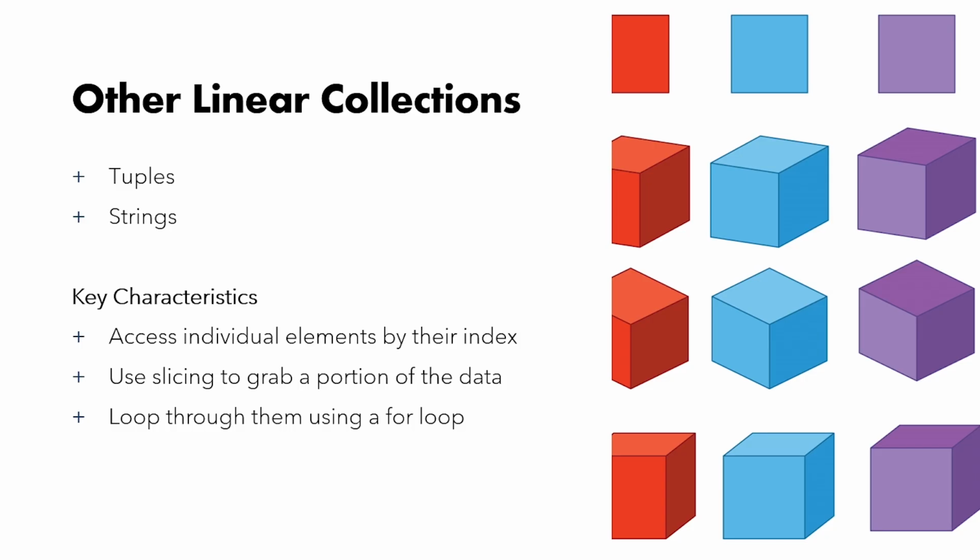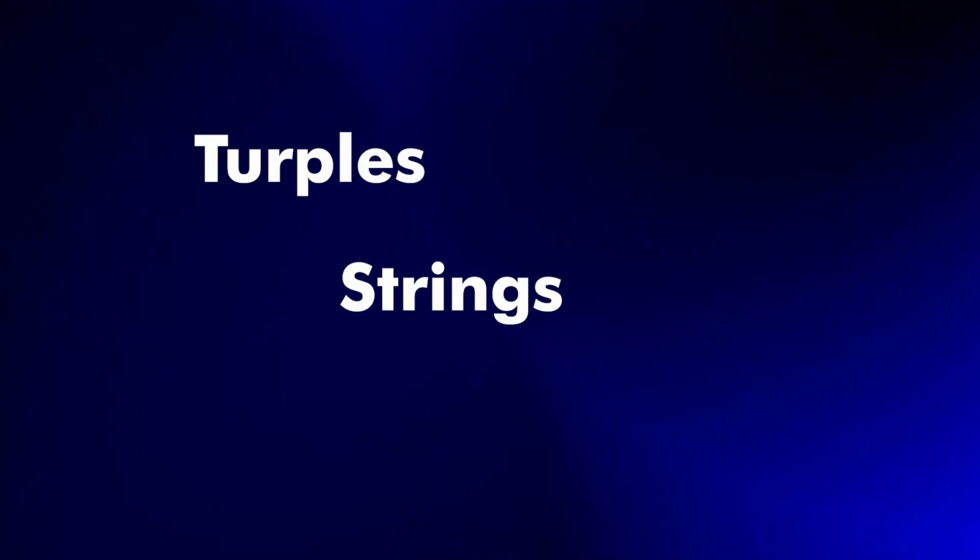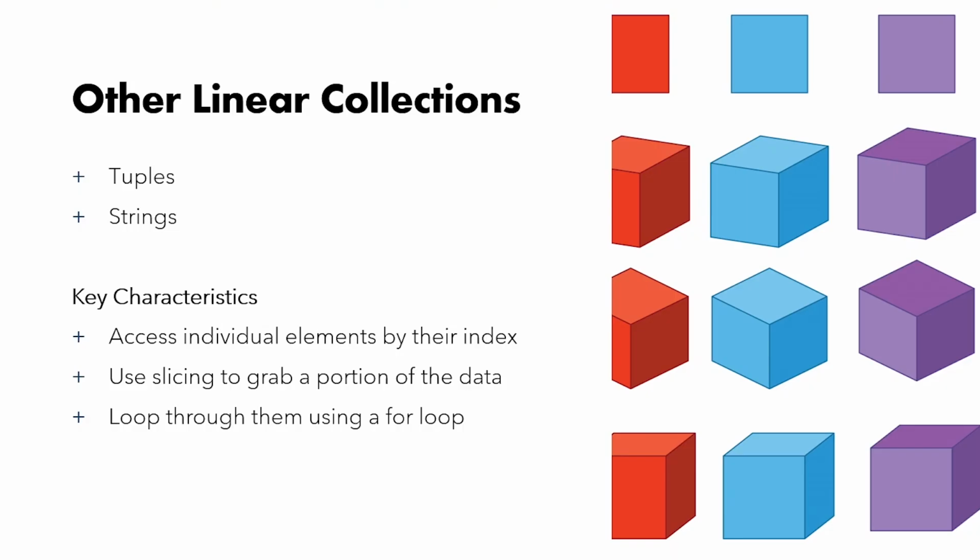Apart from lists, Python has other built-in linear collections like tuples, strings, and ranges. These collections share almost the same characteristics. They store their elements in a specific order and allow you to access those elements by their index. For example, you can access individual elements by their index. You can use slicing to grab a portion of the data, and you can loop through them using a for loop.